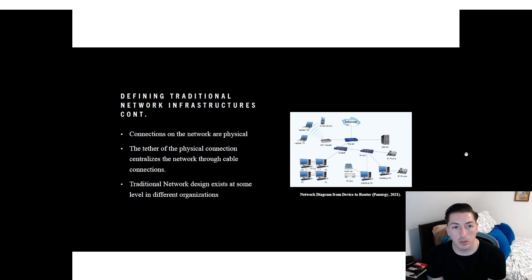Okay, so for traditional network infrastructures, the connections on the network are physical, right? The tether of the physical connection centralizes the network through cable connections, albeit Cat cable, fiber optic cable, or coaxial cable. Traditional network designs exist at some level in different organizations. So most organizations will have some level of a traditional network infrastructure.